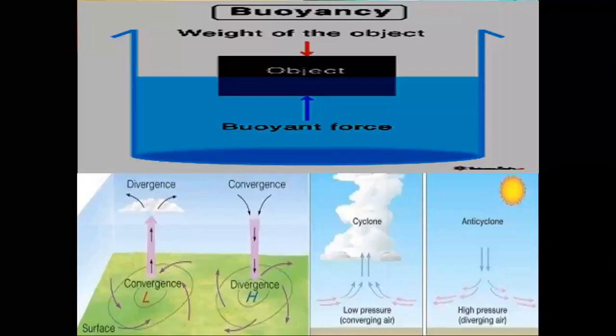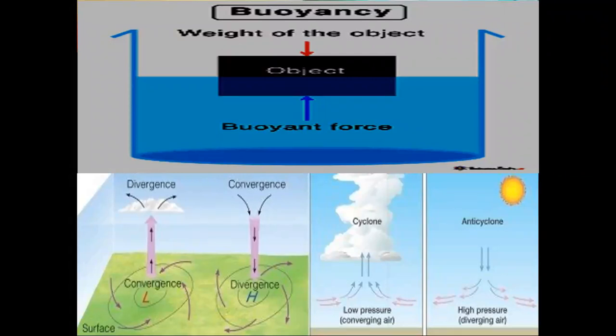The next is buoyancy force. The atmospheric pressure cells also determine whether the air sinks or rises at a place. The surrounding atmosphere exerts buoyancy force on low pressure cells, and hence the air within a low pressure cell rises, as shown in the figure that appears on the screen. On the other hand, the air within a high pressure cell sinks as it is denser than the surrounding atmosphere.